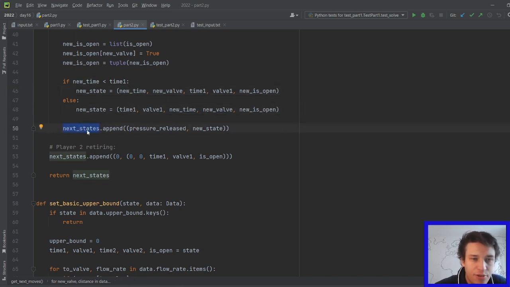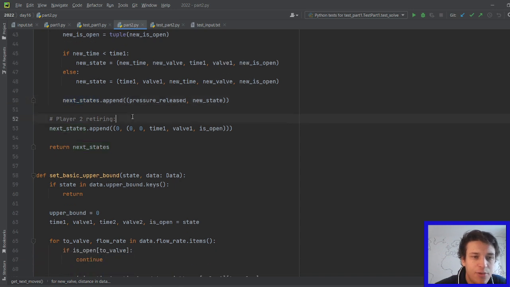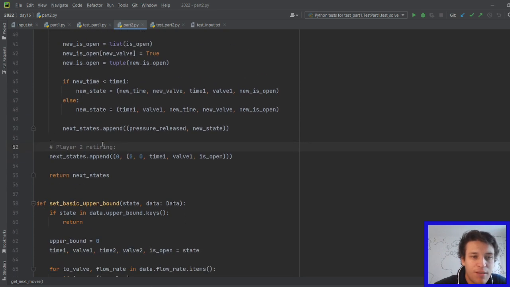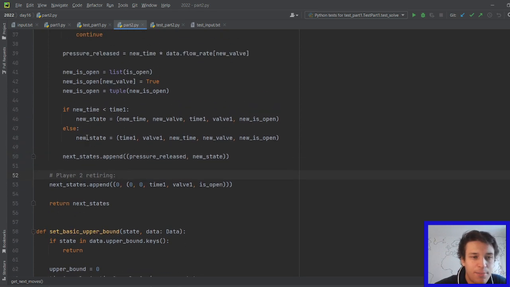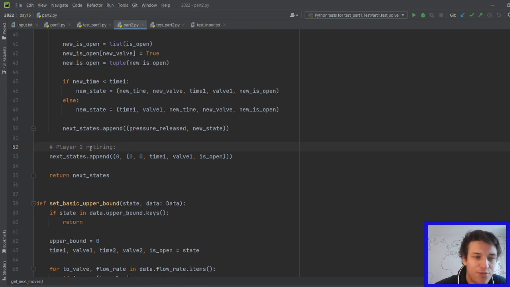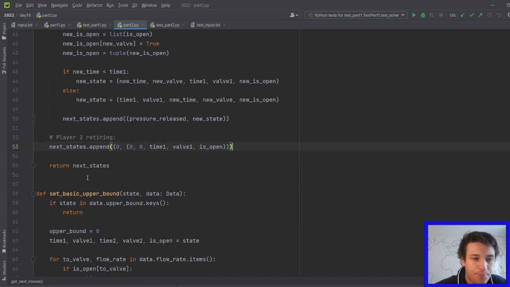And then we add this state to the next states, and we need to consider one more state because we also only allow player 2 to make moves here. Maybe player 2 doesn't want to do any moves anymore and lets player 1 do a few more moves. So we have this retiring move where we just set player 2's position and remaining time to 0 and let player 1 do a few more moves if that's an advantage.